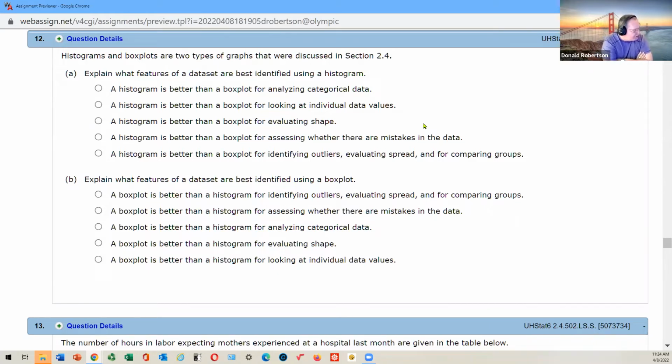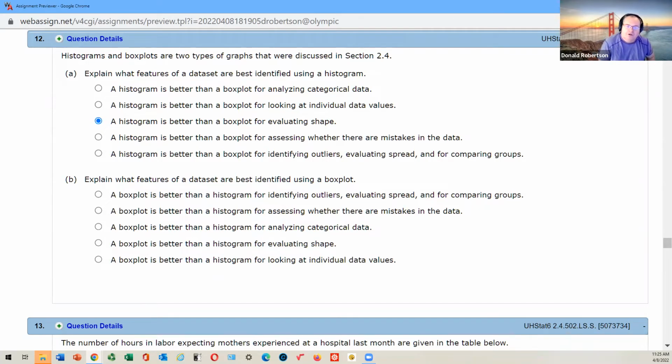Explain what features of a data set are best identified using a histogram. So a histogram is better than a box plot for analyzing categorical data. I think that's sensible. A histogram is better than a box plot for looking at individual data values. I don't know, if you group the data like 50 to 60, doesn't your histogram kind of lose information? You can't really tell. So I wouldn't say it was good for that. A histogram is better than a box plot for evaluating shapes. Yeah, I think it would be better. Out of the 5, that's the one I would choose.